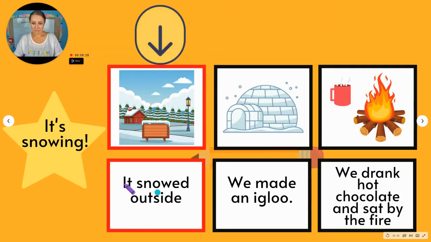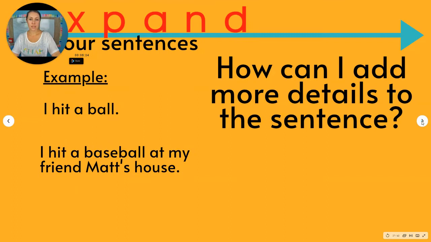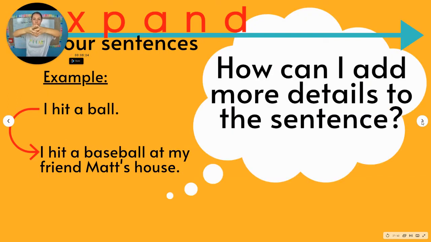Now we're taking the first event that happened and we're going to be writing about that next in our paragraph. Now, when we do that, we want to think about ways to expand the sentence we already have. And so an example of that is right here. I hit a ball, very basic. I hit a baseball at my friend Matt's house. Okay, we're expanding it. We're making it bigger. We're adding some more detail, some more visuals for our reader.